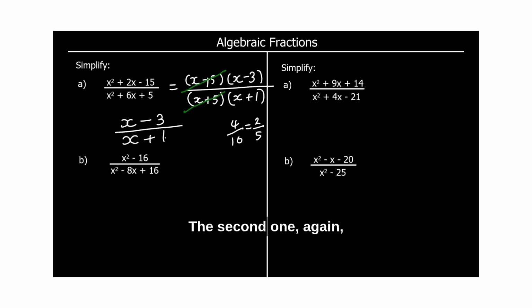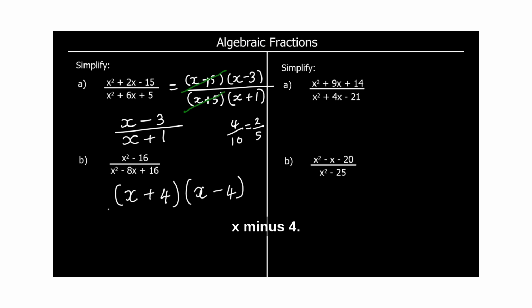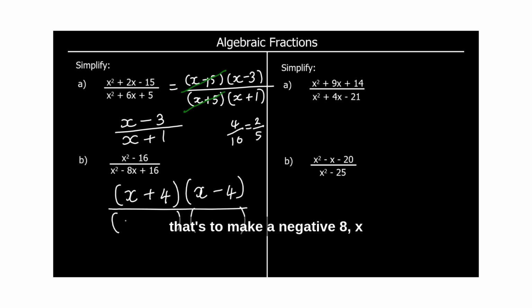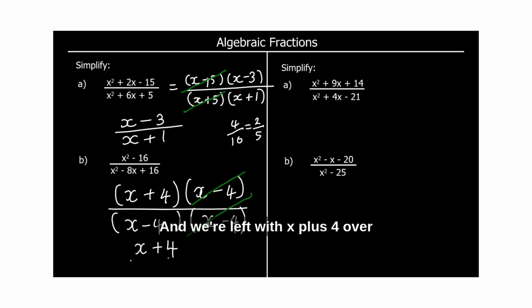The second one, again, quadratic on the top, quadratic on the bottom. The numerator this time is the difference of 2 squares. So it's x squared and 4 squared. It's x plus 4 times x minus 4. And what multiplies to make 16 and adds to make negative 8? x minus 4 and x minus 4. So we can cancel out x minus 4 from both of them, and we're left with x plus 4 over x minus 4.